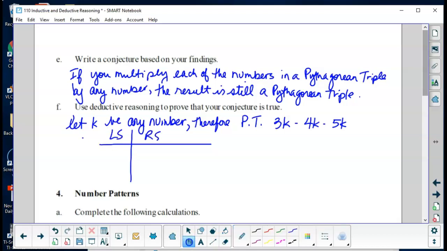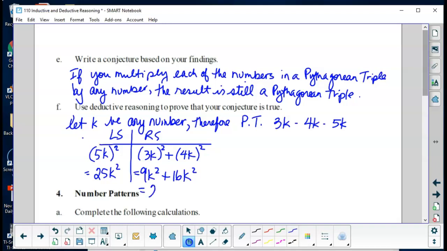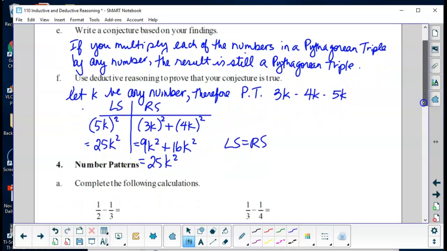So left side would be the largest, so 5k. Make sure you put that in brackets. So that's 25k squared. If you don't put it in brackets, then it would be 5k squared, and that wouldn't work. Right side would be 3k in brackets squared plus 4k in brackets squared. And that's 25k squared. So left side equals right side. All right, so we've just proved it that way.